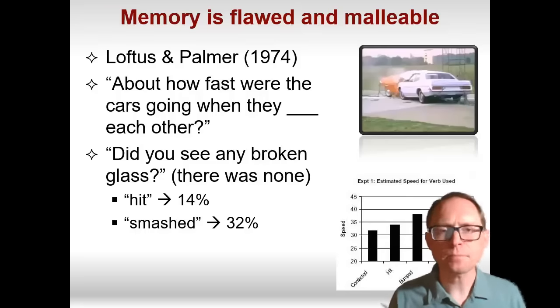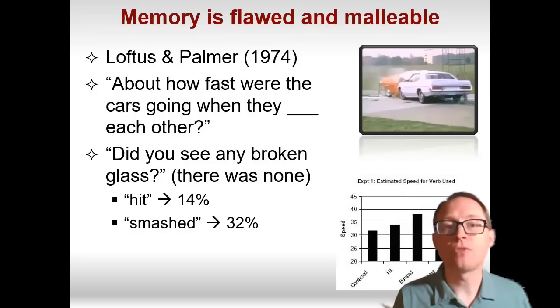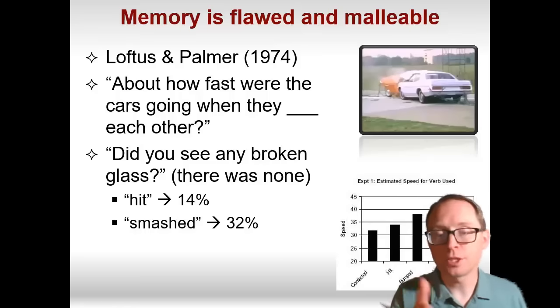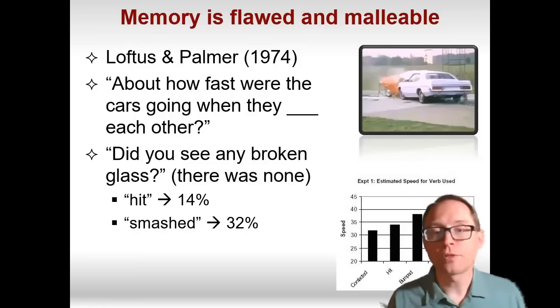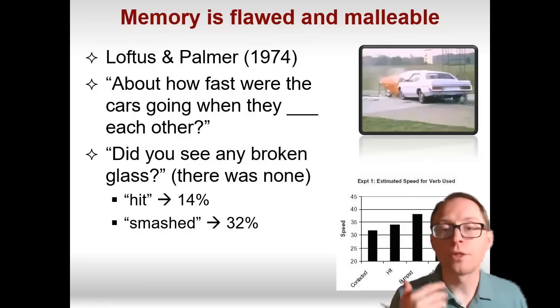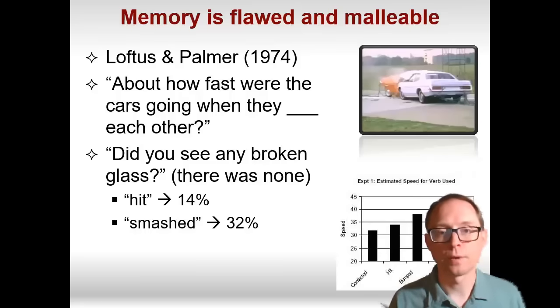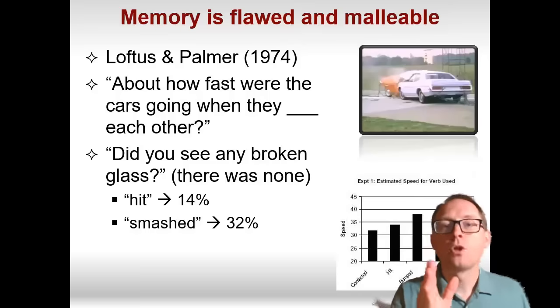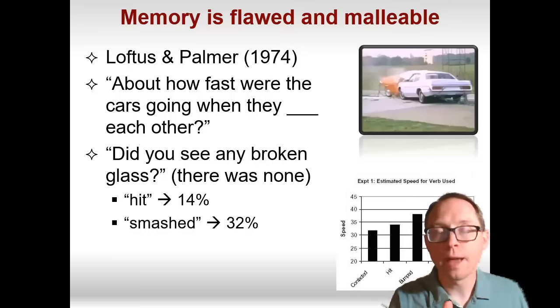Participants would come in, and they would show them a video. The video was of a car crash. Everybody saw exactly the same video. It was exactly the same. But when they asked how fast the cars were going, they would change the verb. If you see at the bottom of the graph, it was when they contacted each other, when they hit each other, when they bumped each other, when they collided with each other, when they smashed each other. Even though the video was exactly the same, how they asked the question mattered.